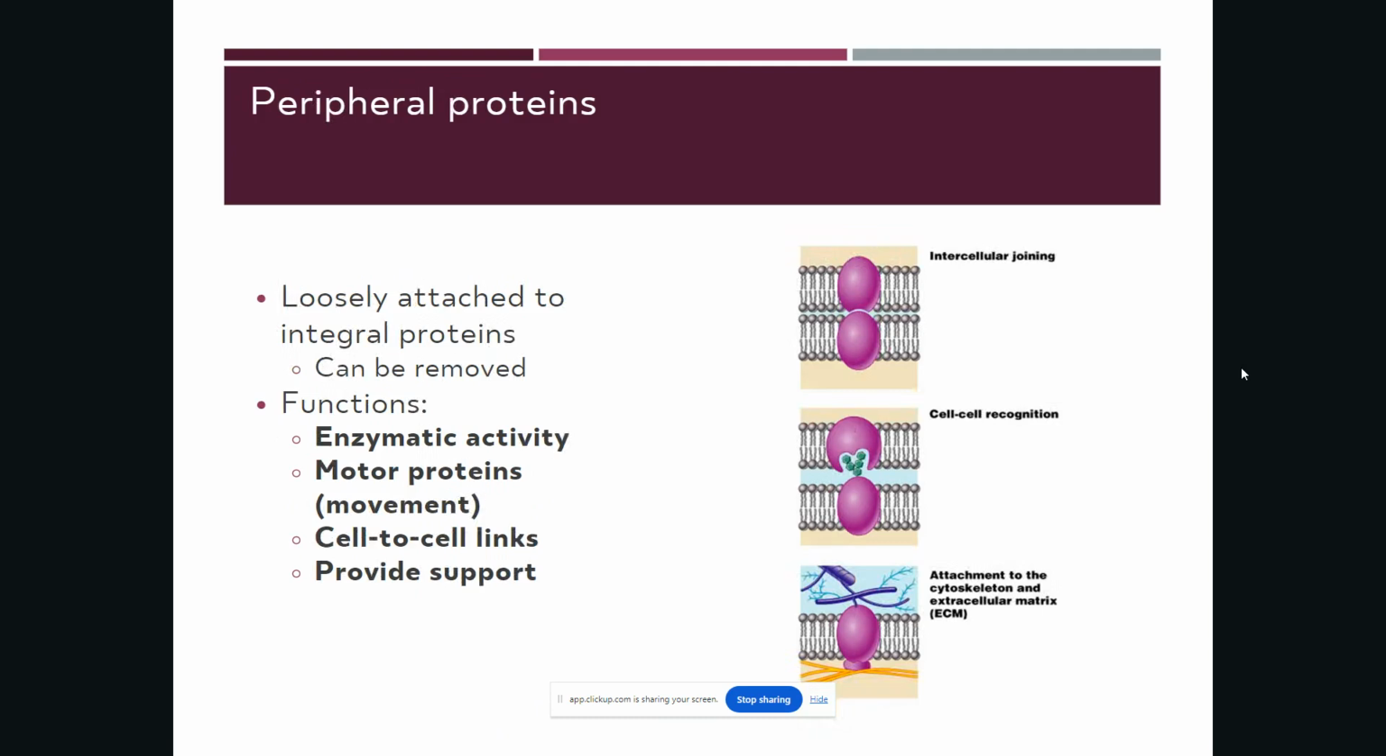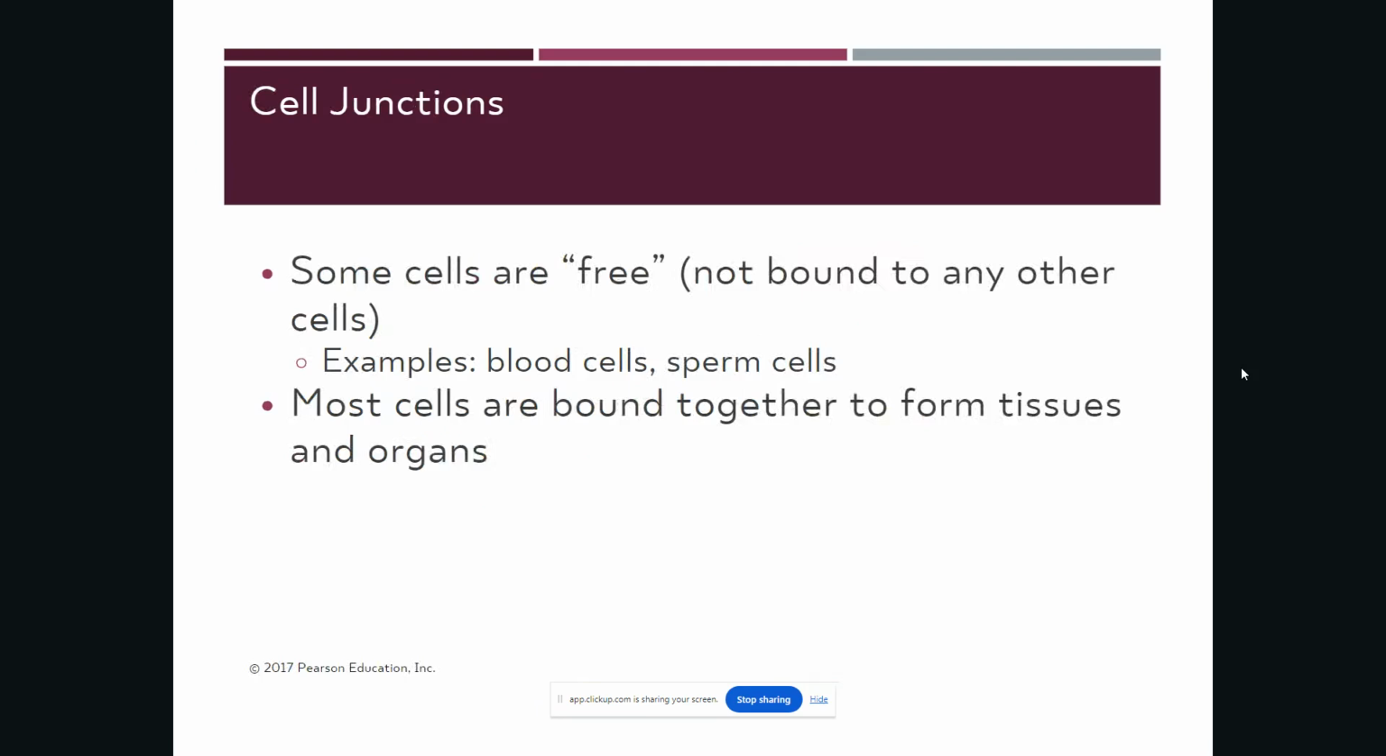There's also peripheral proteins. These do not go through the membrane. Instead, they attach loosely to integral proteins. They also can have enzymatic activity and provide support, but oftentimes they're motor proteins or provide cell-to-cell links. Many of the cell junctions, like holding cells together or attaching cells to other structures, are provided by peripheral proteins. They exist both inside and outside the cell.